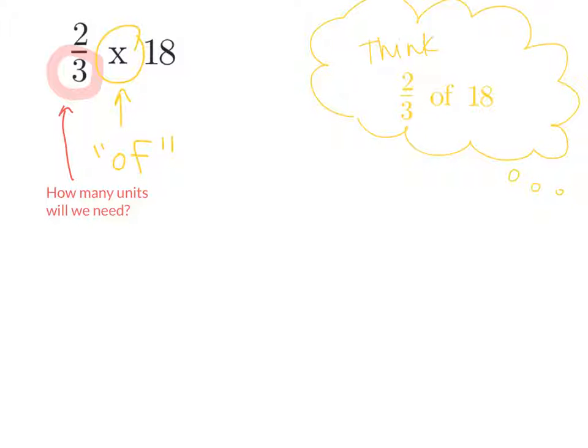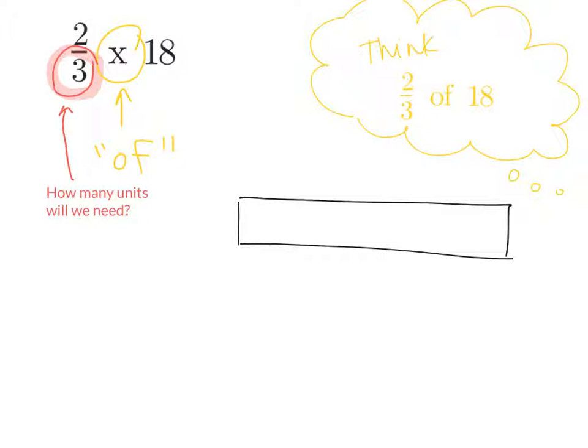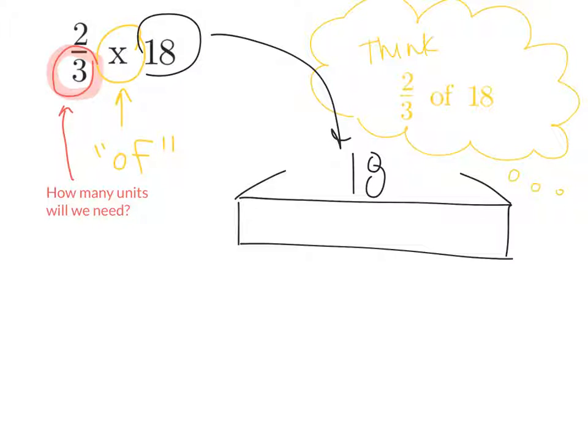So looking at the denominator of the fraction, what is my denominator? 3. So it tells you how many units you will need. How many units will we need? 3. Okay, so let's draw our piece of tape. This time our entire piece of tape is going to be how big? 18. That's what this number always tells you, is how big your entire piece of tape is, the whole number.